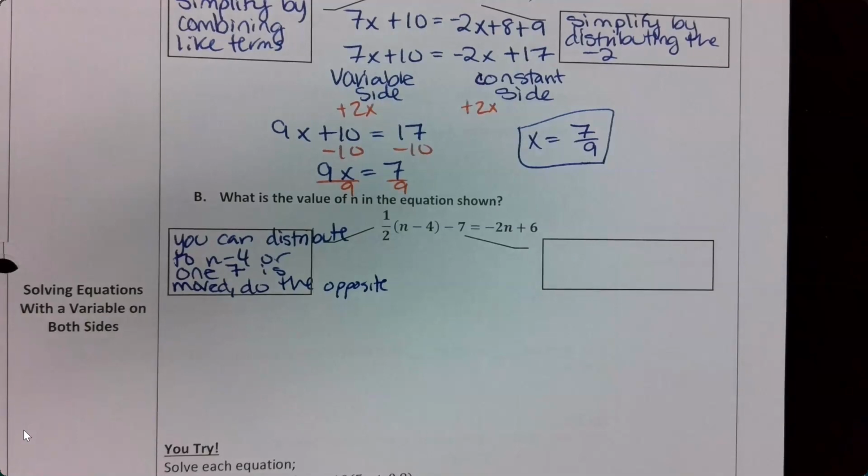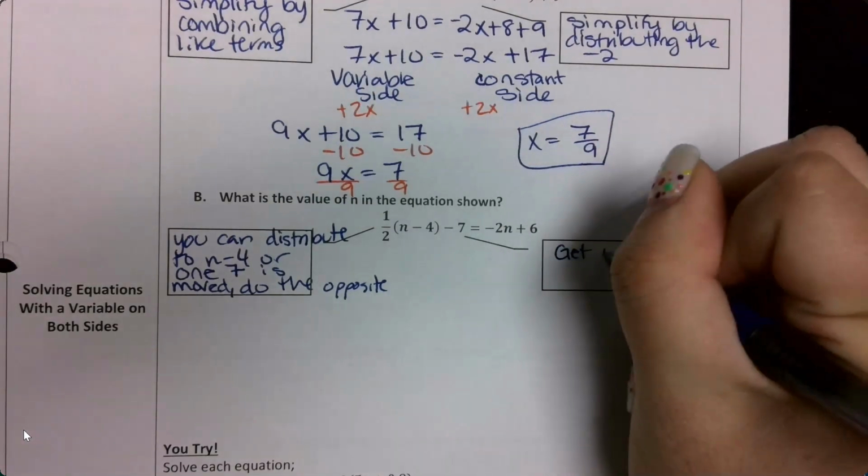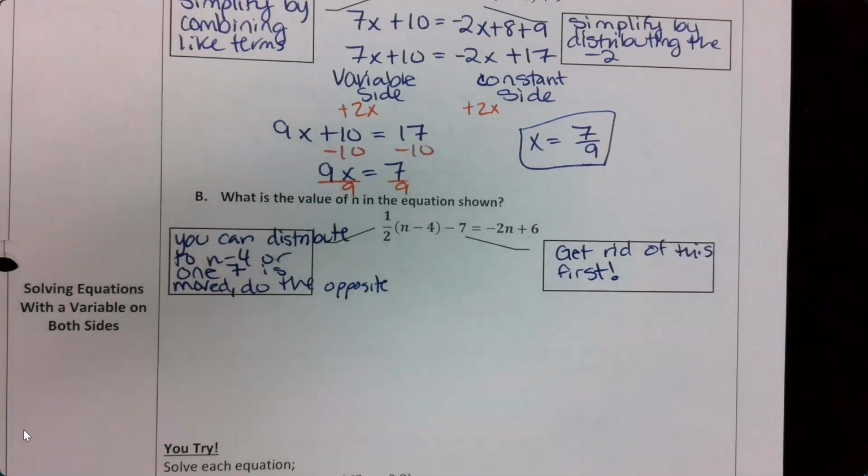I could write less and then it wouldn't be very helpful notes. So what I'm going to do is I want to get rid of that 7 first. You're right. I'm just going to wait for people to finish copying this down.